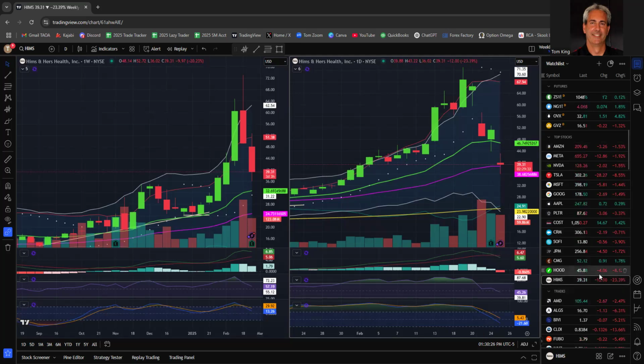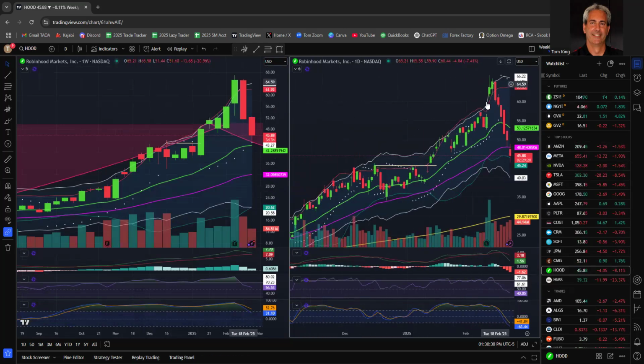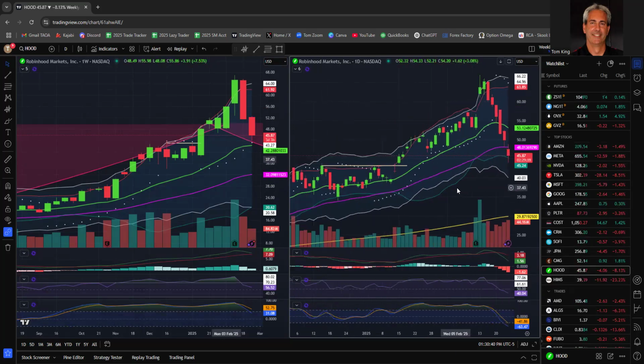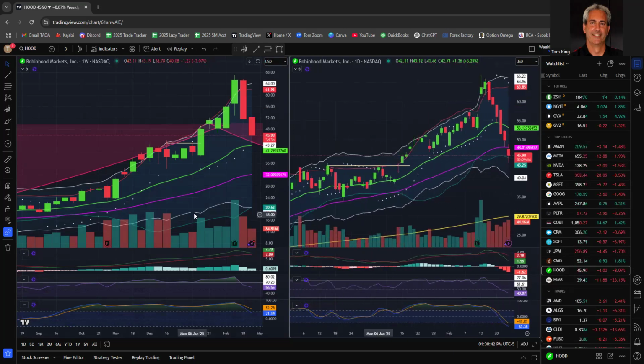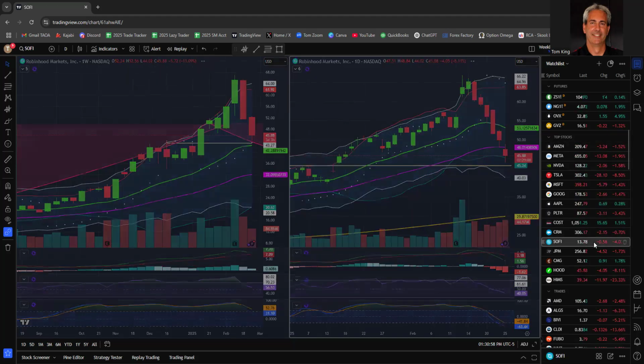So HIMS is there, and then HOOD was also something similar. It was just a stupid move to the upside, and then hitting the 3 ATR, breaking the Bollinger Band, and then just selling off below all its moving averages. Is it done? Doesn't look like it yet. So let's give this thing a little bit more room, but we could be really close to Robinhood being a long-term trade opportunity. So we're getting better on many of these trades.